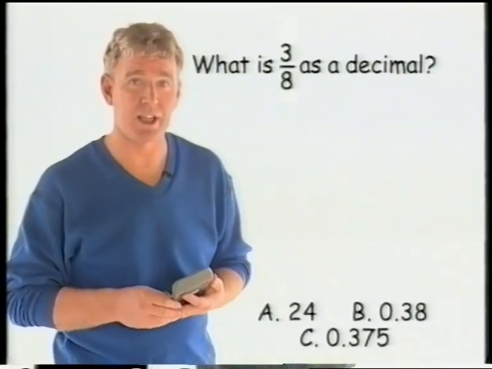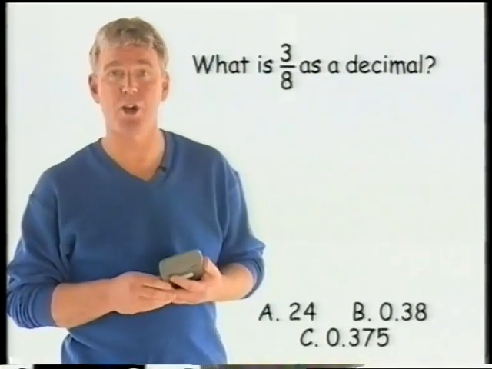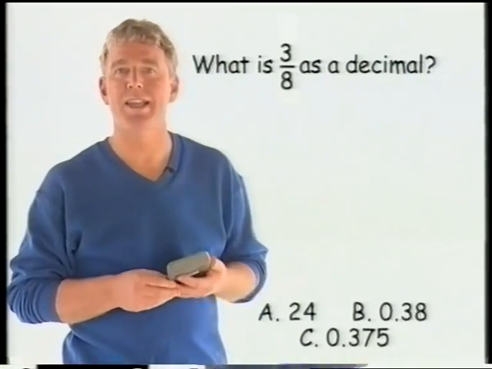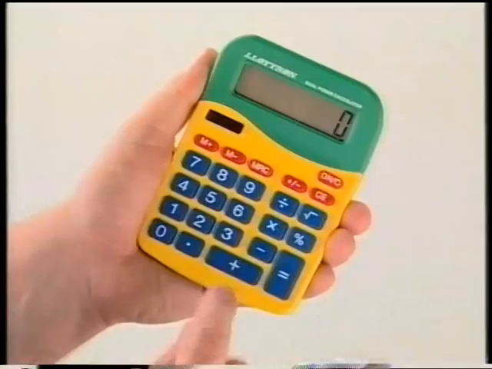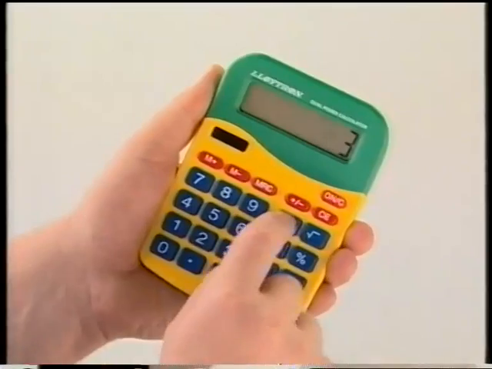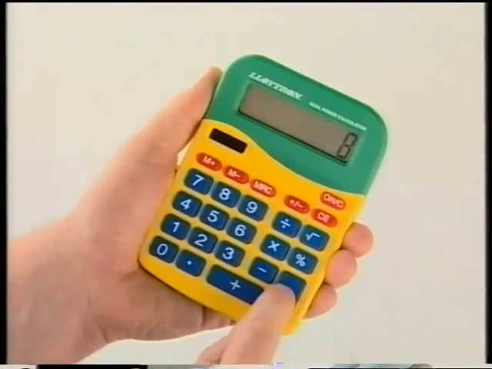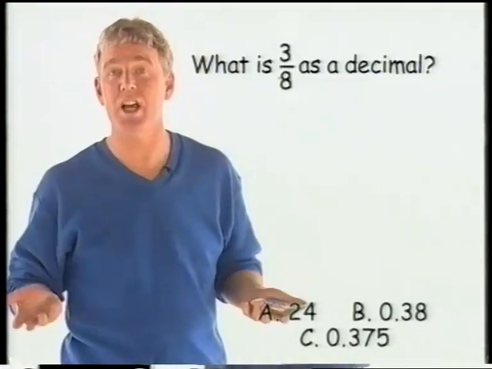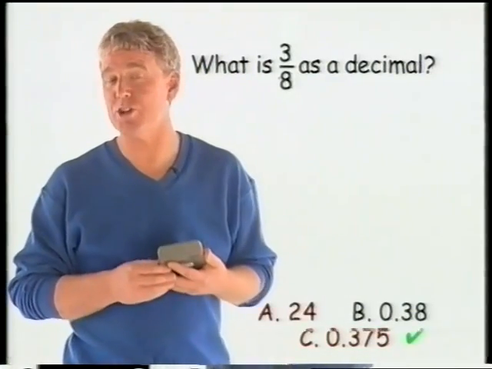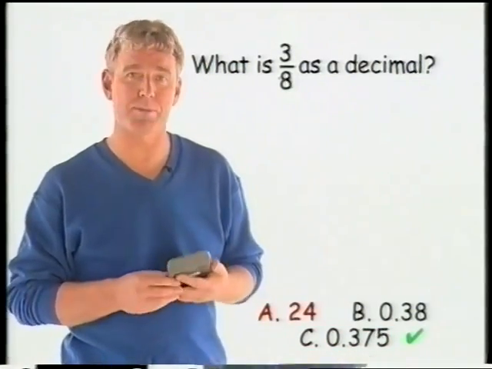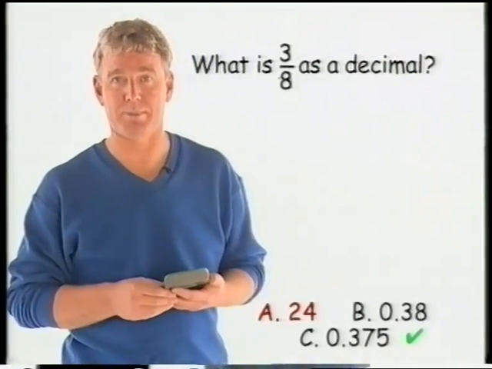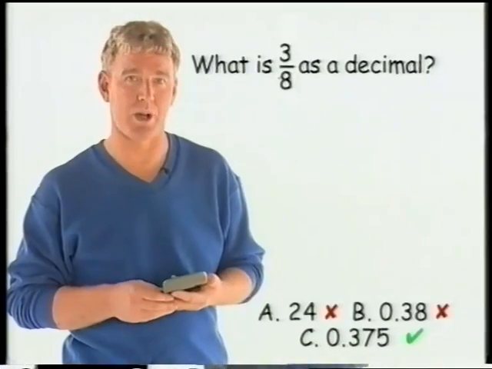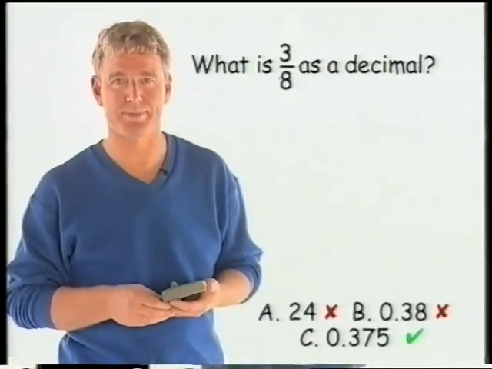To do this question, we divide the numerator by the denominator. So, first let's clear the calculator. Next, the numerator, 3, divided by the denominator, 8, equals 0.375. So the answer is C. If you got 24, you must have pressed the multiply button instead of the divide button. But you know 24 is wrong, because 3/8 of something must be less than 1. Next question.